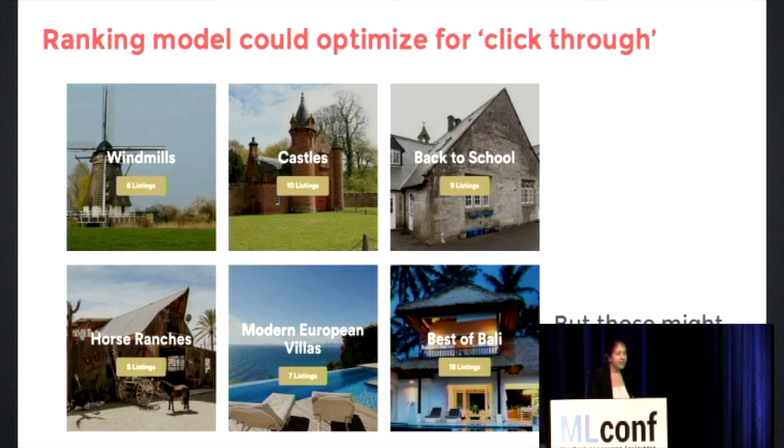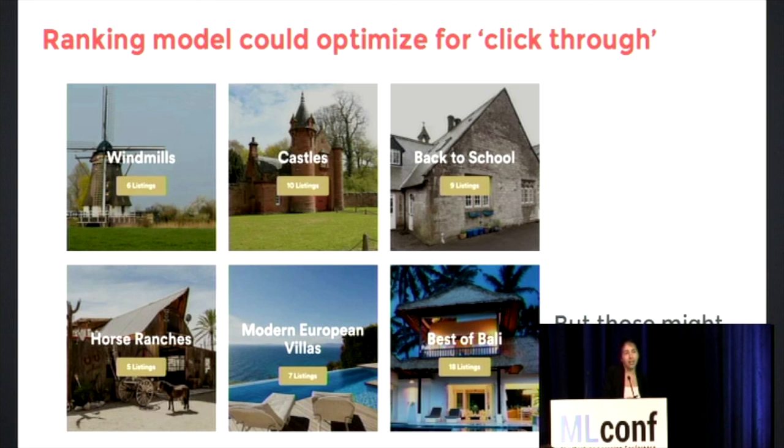On Airbnb, we have these amazing listings like windmills, castles, modern European villas, the best of Bali. And if we put those listings at the top of our search ranking, they will get really high click-through. They actually have extremely high click-through on our site in general. But you might not be wanting to stay at a castle on this particular trip. Maybe you're going to Houston for a conference, and showing you a castle isn't going to help you very much. So we need to think about a different business metric or different thing we're going to optimize for here.